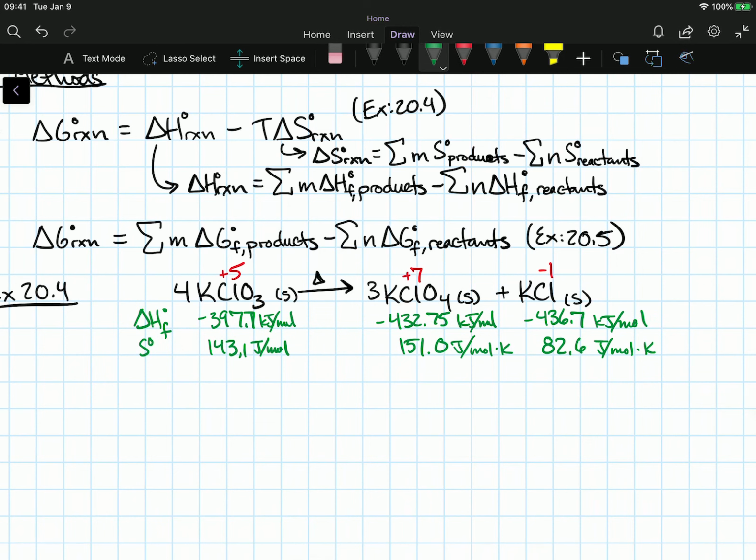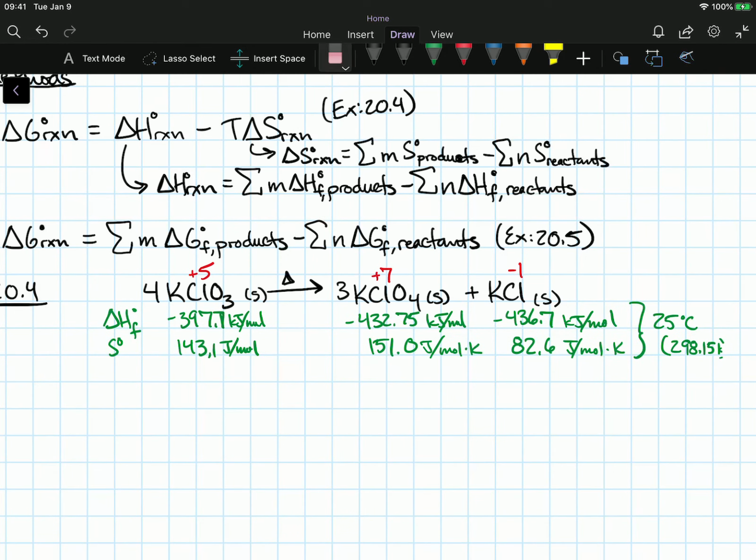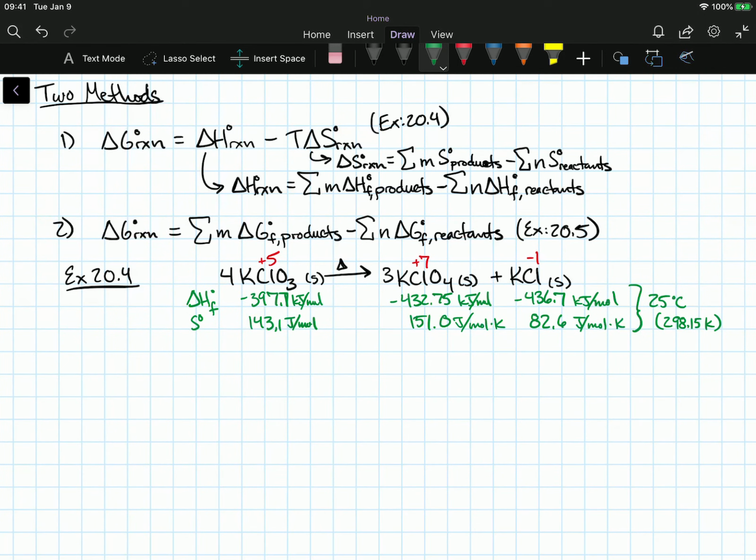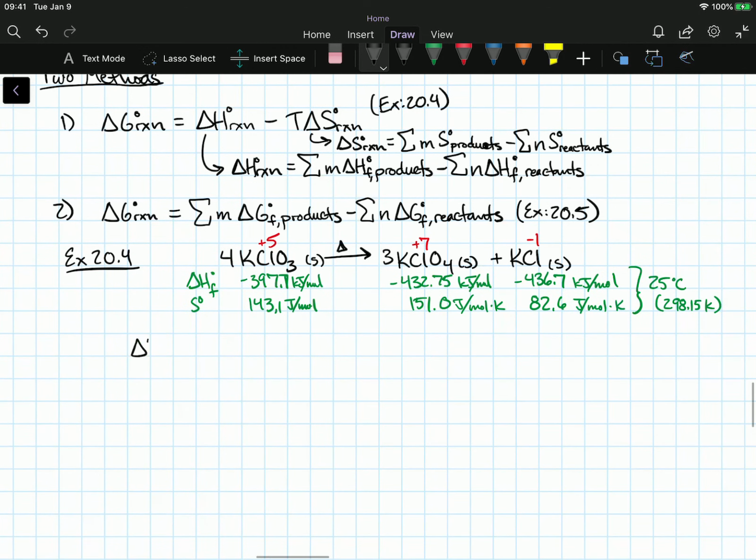And again, this is all listed under standard conditions, so that would normally be at 25 degrees Celsius, which is 298.15 Kelvin. That'll come back important at the end of the problem when we start plugging all this into our original equation of delta H naught of reaction minus T delta S. So the first thing we're going to do is calculate delta H naught of reaction.